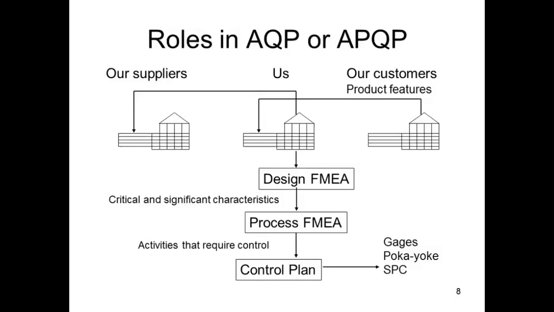IATF 16949 and AIAG's Advanced Product Quality Planning Manual provide information on control plans, which are, by the way, required by IATF 16949. They're probably a good idea for ISO 9001 users as well. There's a lot of material in IATF 16949 that is not found in ISO 9001, but it can be used to enhance any ISO 9001 quality system.